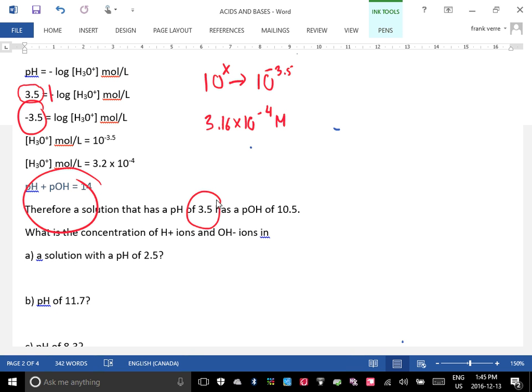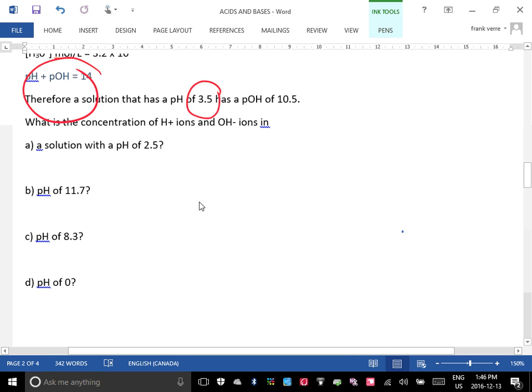Which makes sense because if a solution is neutral, what's its pH? So what's its pOH? So if pH is the concentration of hydrogen ions and pOH is the concentration of hydroxide ions, they're both the same. So let's just look at maybe one example, okay? So let's look at a pH of 11.7.